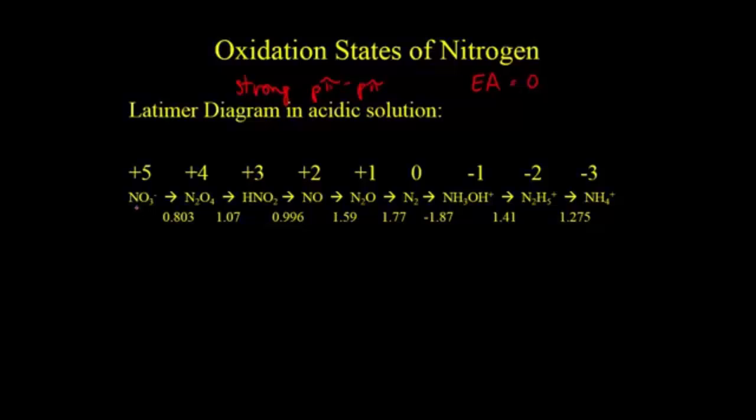So here we see a Latimer diagram in acidic solution for nitrogen ranging all the way from a +5 nitrate to the -3 in the ammonium ion, with the standard reduction potentials for each of these steps. So these are all accessible, which leads to a lot of rich nitrogen oxide chemistry. Nitrogen oxides are unfortunately the primary component in photochemical smog.